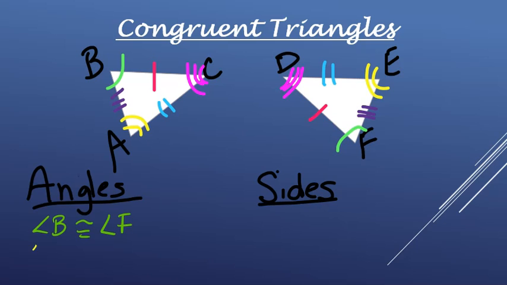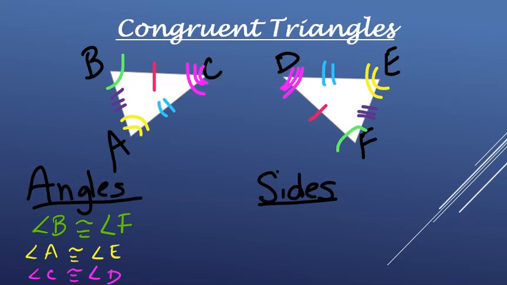So the next angle would be angle A, and that would be congruent to angle E. And I know that not only because they're both marked in yellow, but primarily because they both have the two curved marks on them. For angles, we mark them with curves, and then for the sides, we mark them with straight lines. So the third angles that would be congruent would be angle C, congruent to angle D. So we've listed out the angles that are congruent to one another. Now let's do the sides.